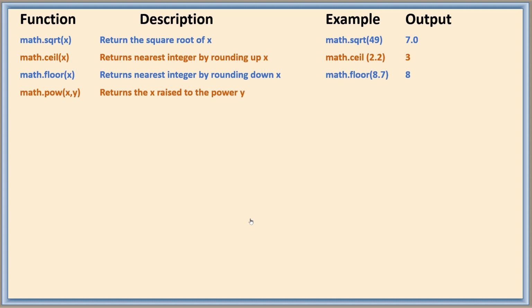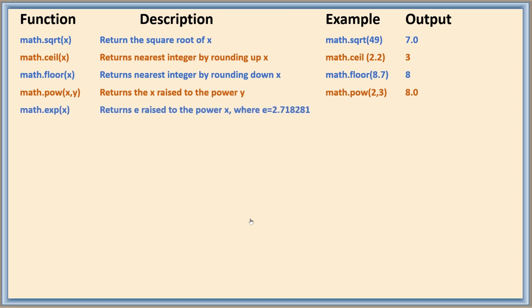Next we have pow, that means it gives the power. Two arguments, one is the base and the other one is the power. That means it returns x raised to the power y. For example, 2, 3 is there, that means 2 into 2 into 2, that is 8. The output will be a floating data type.